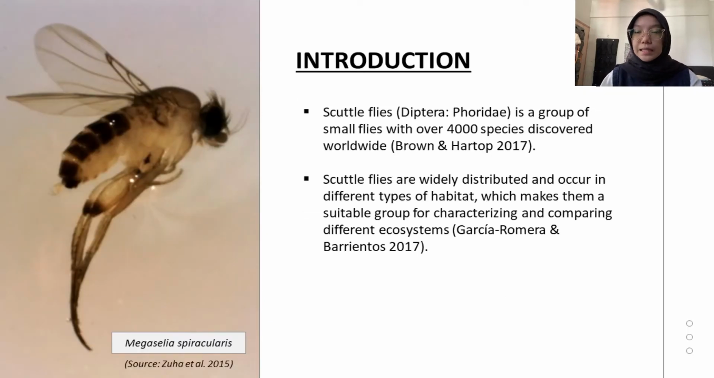Has anyone seen this kind of fly? Firstly, let me introduce the scuttleflies to you. The picture shown here is a scuttlefly species known as Megaselia spiracularis. For the first time, it has been recorded as a forensically important species after it was found inhabiting a corpse indoors in Penang, Malaysia.